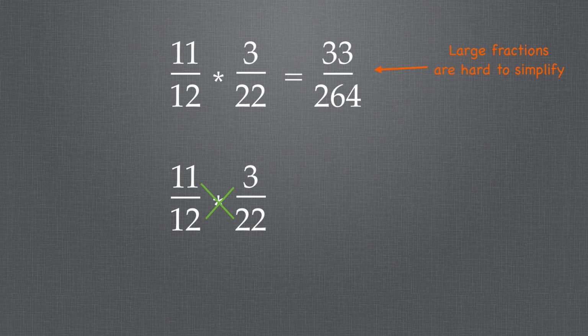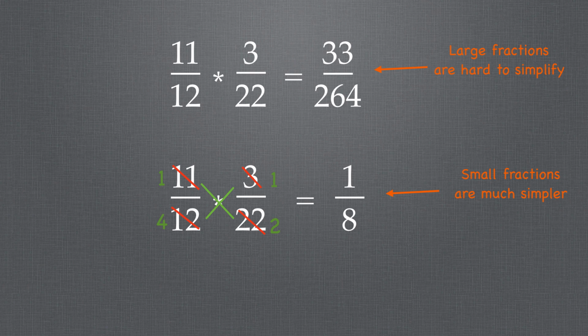Since 11 and 12 have a greatest common factor of 11, we divide each by 11, giving us 1 and 2. 12 and 3 have a greatest common factor of 3. We divide each by 3, giving us 4 and 1. Now our fractions are really easy to multiply. Our final answer is 1/8.